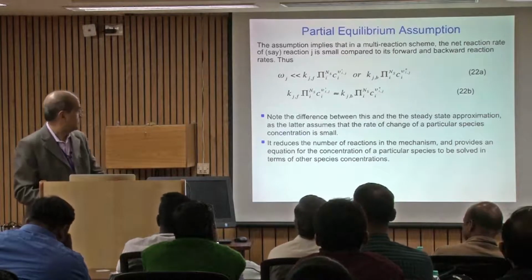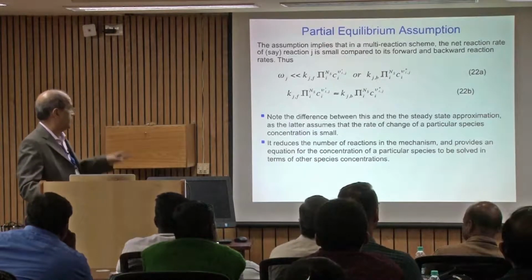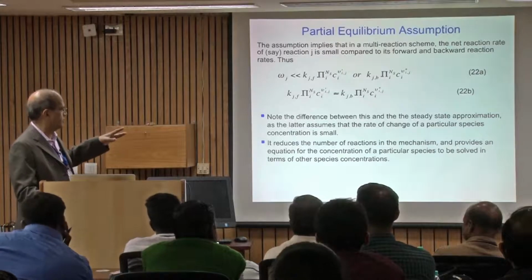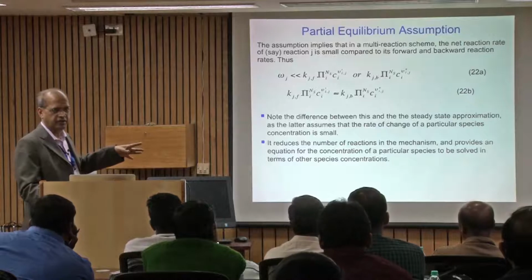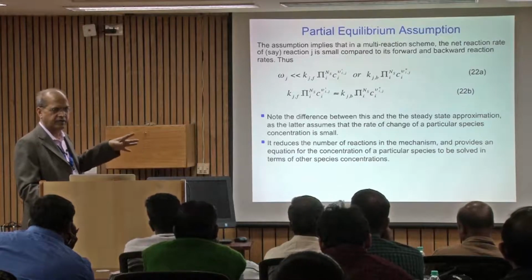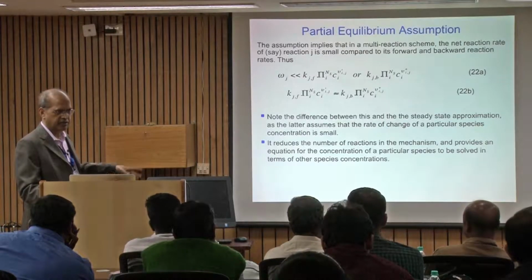I think I already mentioned the partial equilibrium assumption. The partial equilibrium assumption is applied to a reaction, like Wj, whereas steady state is applied to Wi.